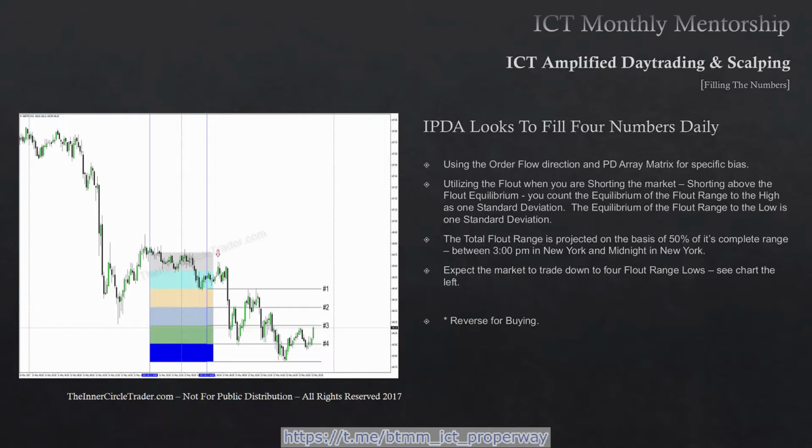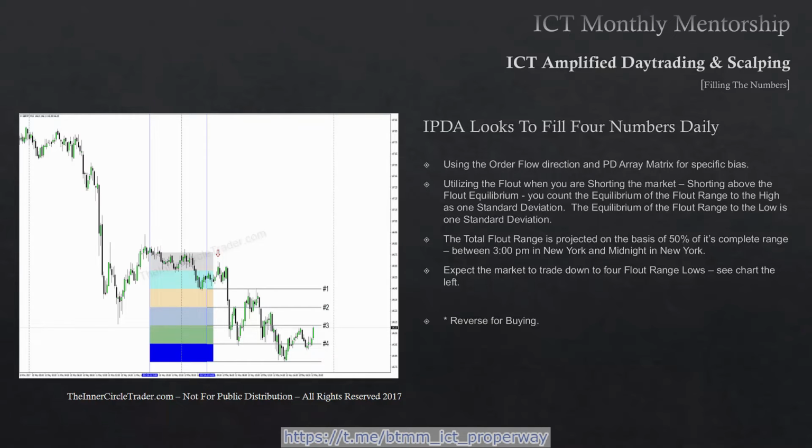So we have the flout range determined here between the 2 blue lines. And the shaded boxes are a little bit past the time window, but I'm doing the first uppermost gray box, and the second box below it, the light blue box. That is the entire flout range. What I did there is I divided it in half, so it creates 2 flout ranges.